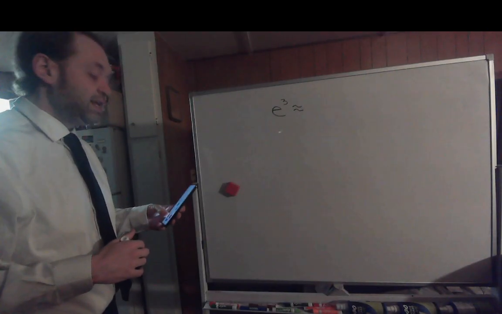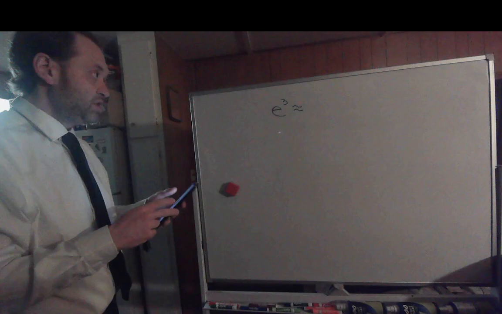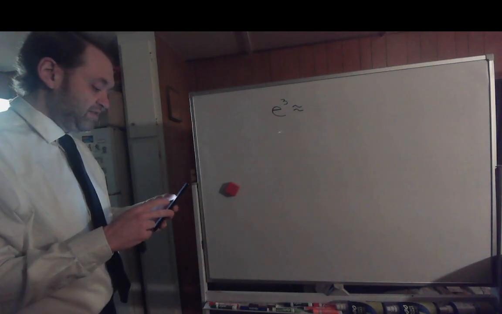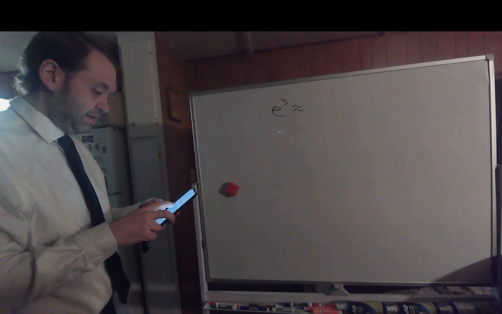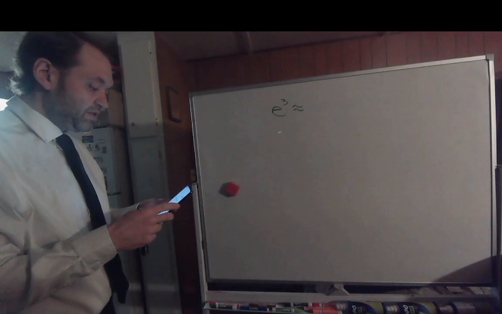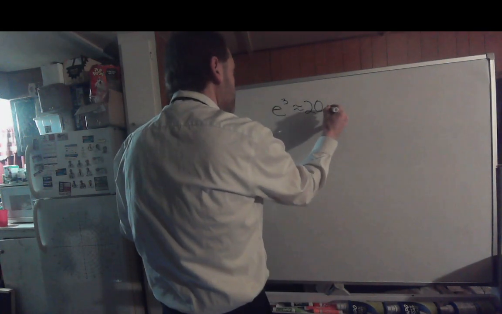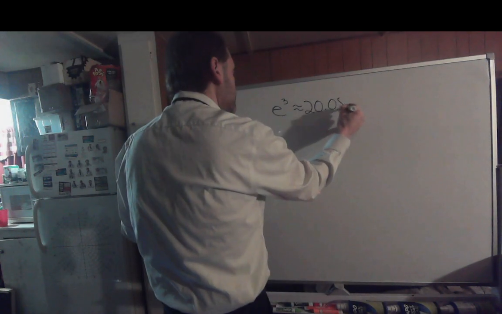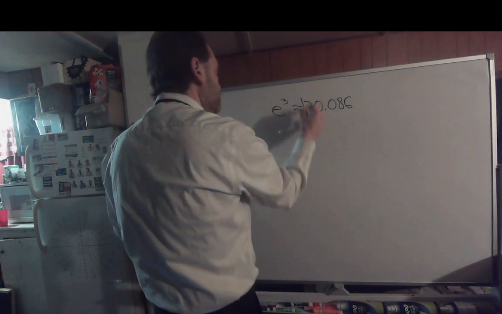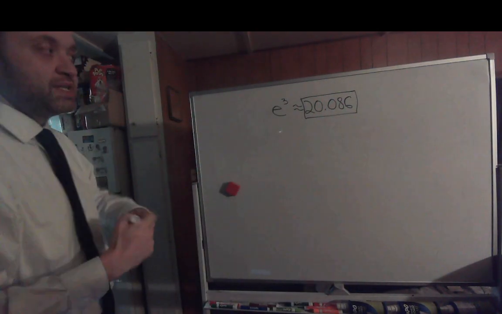And there should be an e button in your calculator. Pretty much every calculator has them. I've never seen one that doesn't. e to the third is approximately 20.086. So about 20.086 is what you would get if you evaluated e to the third power.